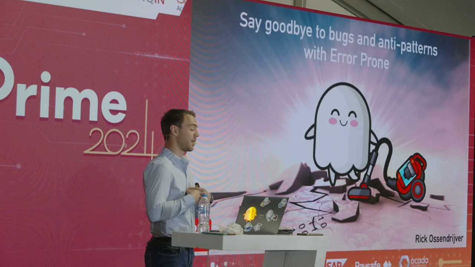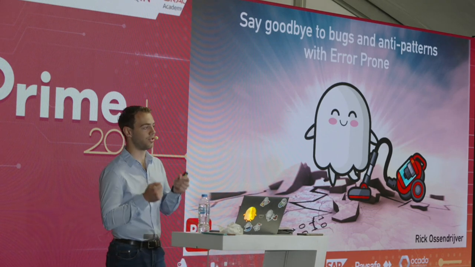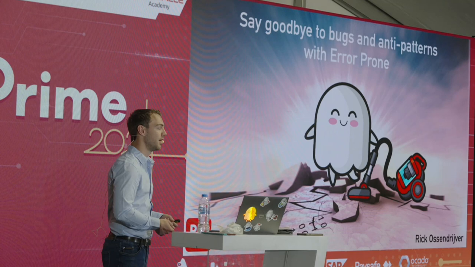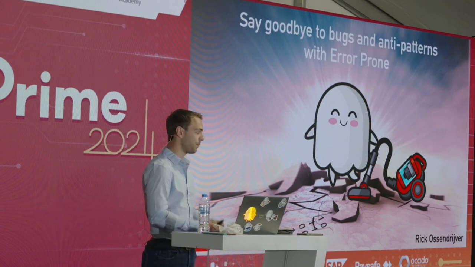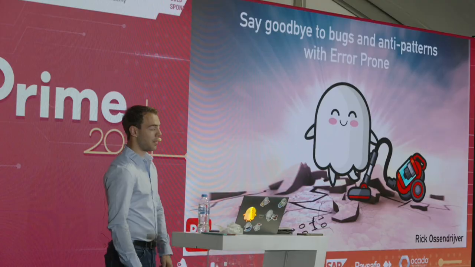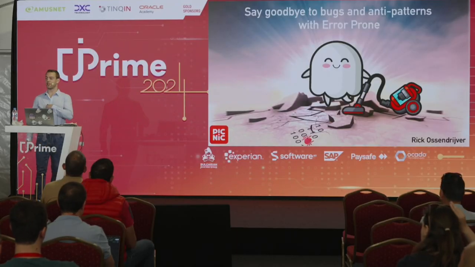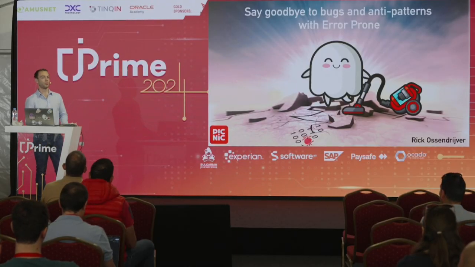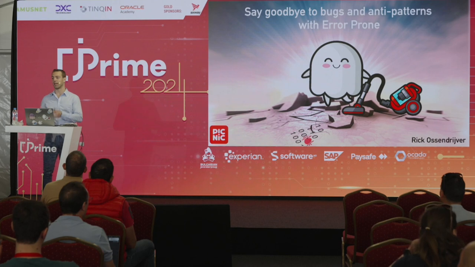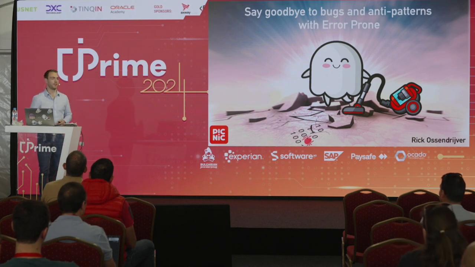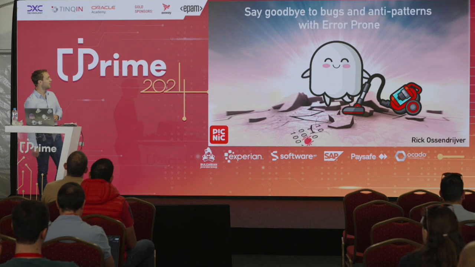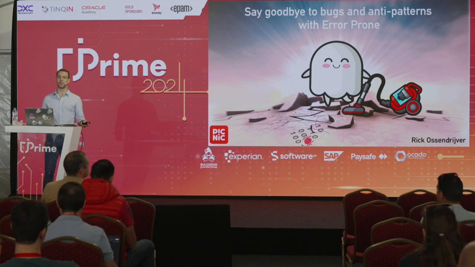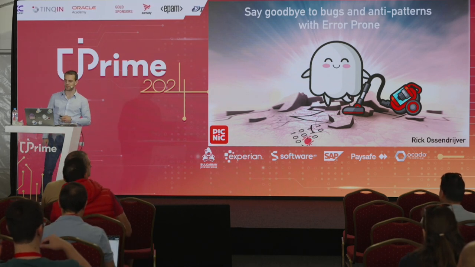Well, my name is Rick Ossendrijver, and today I'm going to show you a solution to this problem. And we're going to automate these things with a tool called Error Prone. So, I'm a software engineer at Picnic, and Picnic is an online supermarket based in the Netherlands. And we are a very tech-focused company with a strong engineering culture. And today we're going to focus on one of the tools that we use, and that is Error Prone.